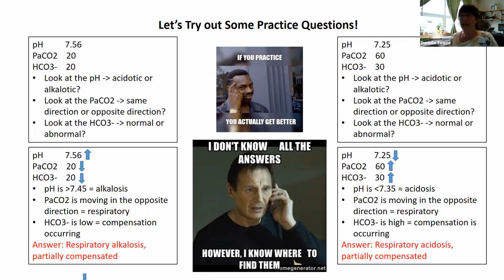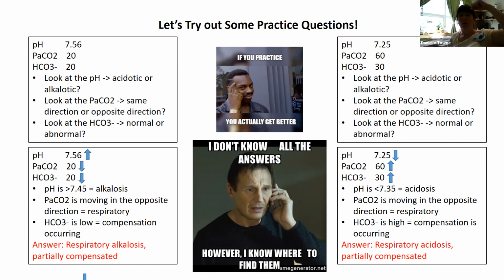Let's do another one. pH, 7.25, low, right? PaCO2 of 60 is high. So right off the bat, we know a low pH is acidotic. We know if they're moving in opposite directions, it's a respiratory problem. Okay, so now let's look at our bicarb. Our bicarb's 30, is that high? Yes, that's actually a little high. So the kidneys are trying to get involved. They're trying to do something.